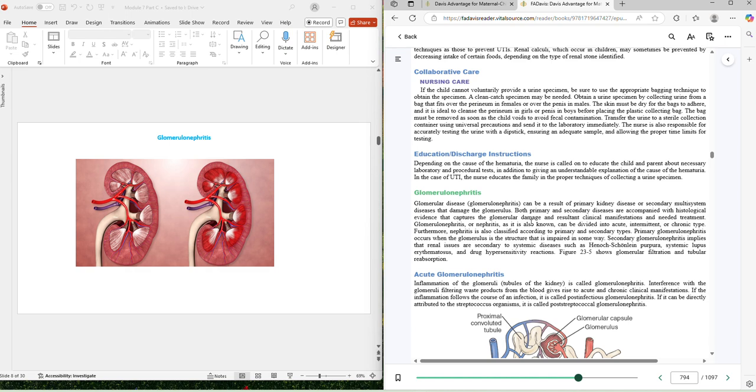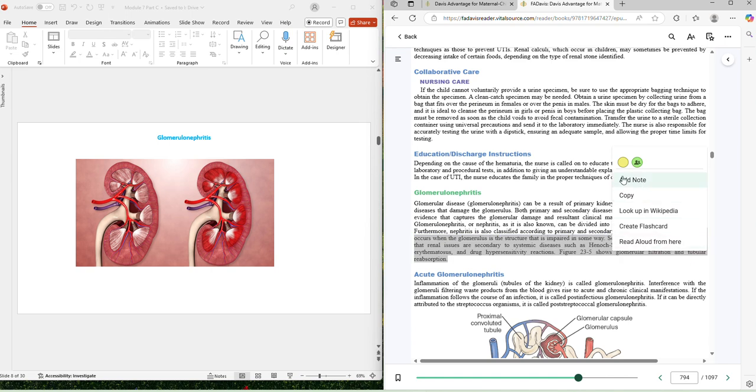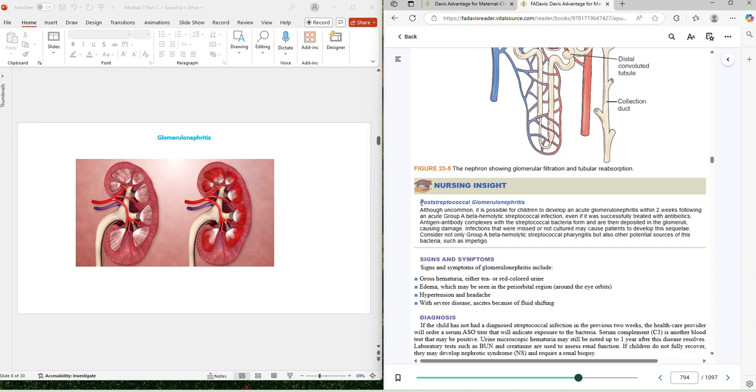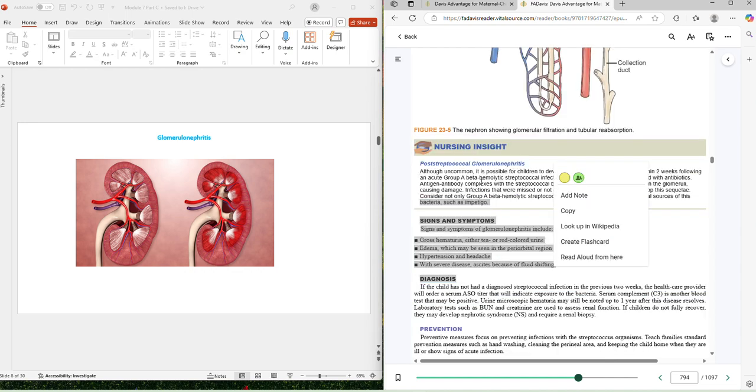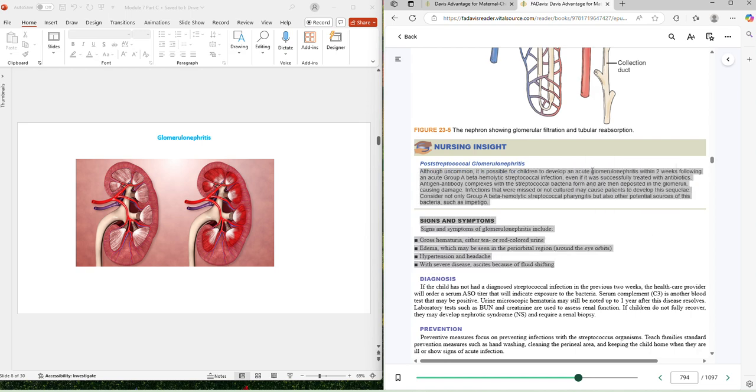There's primary and secondary reasons this happens. Make sure you read through this paragraph and understand those. Here, not a wink and lollipop, but just read through them. But you do have some winks and lollipops over here. Under Nursing Insight, make sure you read through this, and know the signs and symptoms, okay? There's some winks and lollipops on this page.